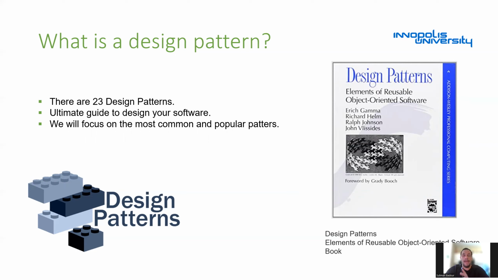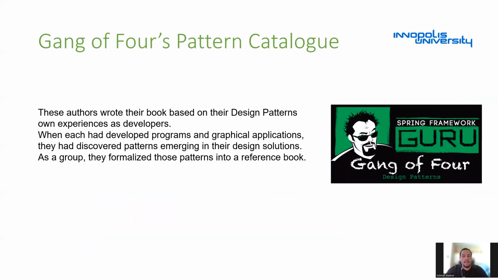There are 23 patterns identified in this famous book. This book was written by authors Gamma, Helm, Johnson, and Vlissides. In this course, we will go through a selection of the most common and popular patterns, and this book is considered to be the ultimate guide to build and design your software. There are many design patterns you can find in books and online. One of the most famous books on the topic is the book that we have mentioned before. This book was written by four authors who were given the nickname The Gang of Four.